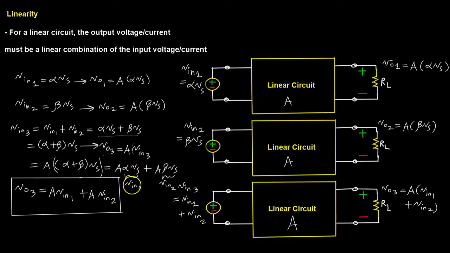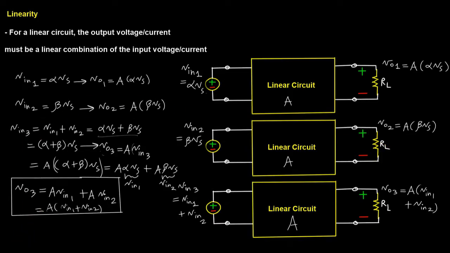Now alpha Vs is simply Vn1, beta Vs is simply Vn2, and so we can simplify the entire expression as Vout3 equals A Vn1 plus A Vn2. So this has proven that the system is linear. You can also express this by factoring the A out: A times Vn1 plus Vn2. So it is very simple to show in these circuits that they are linear.